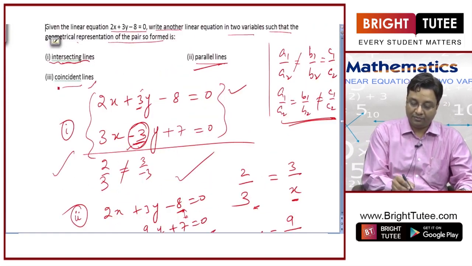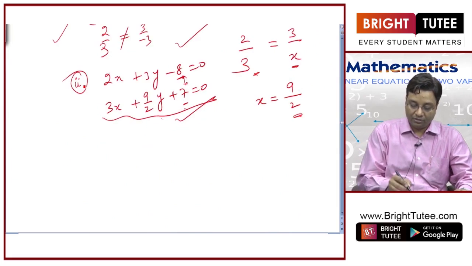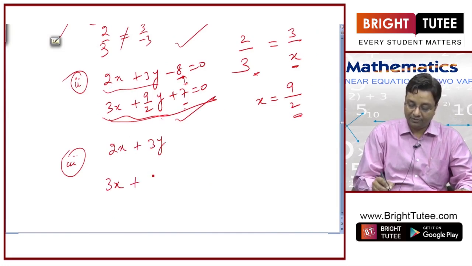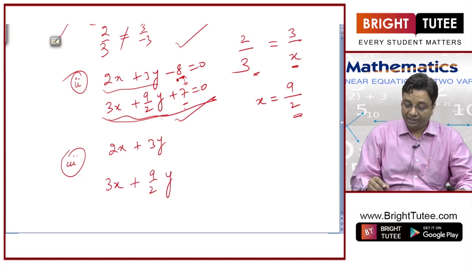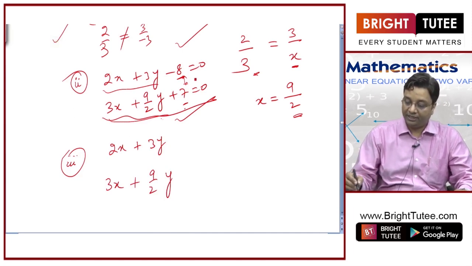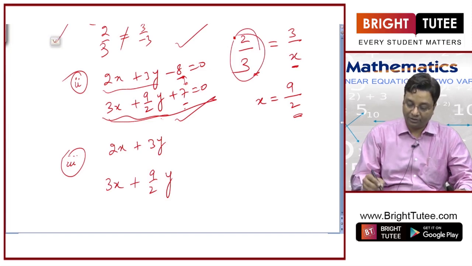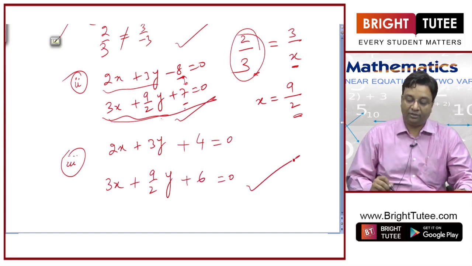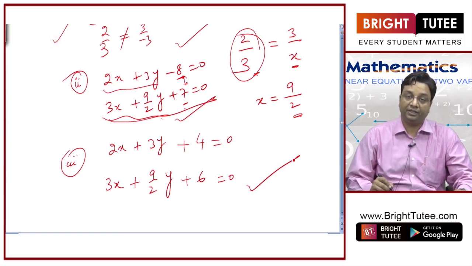Using the same equation, I'll write the equation for coincident lines. So third part. Let me use the first part as it is, 2x plus 3y, 3x plus 9 by 2 y. Now the next part has to give the same ratio, that is 2 by 3. So if I take, let us say, 4 here, then I'll have to take 6 here. Now these two lines are coincident lines, right?